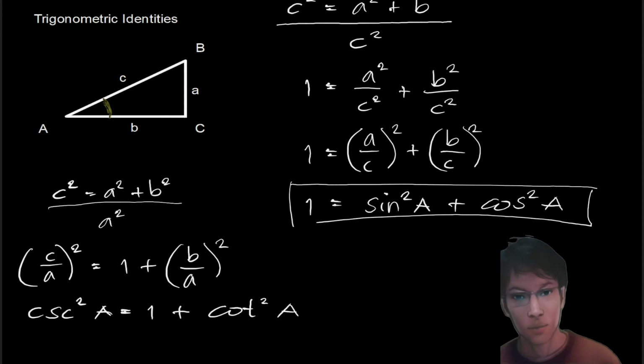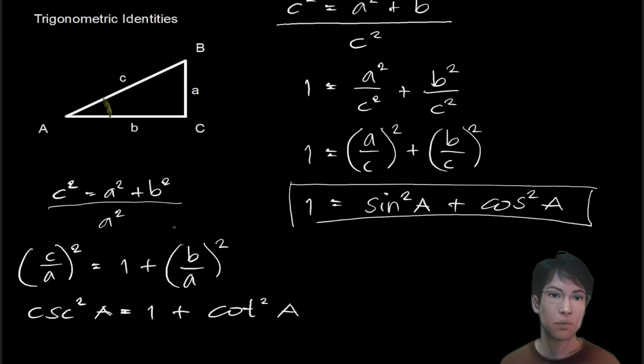All right. So I leave the other trigonometric identity for you to solve. You do the same thing. Instead of dividing by a squared, you now divide by b squared.